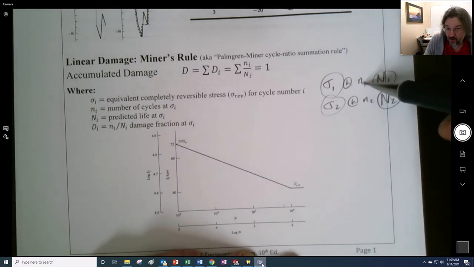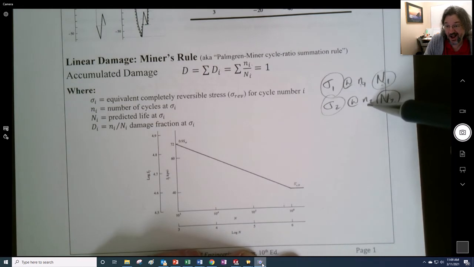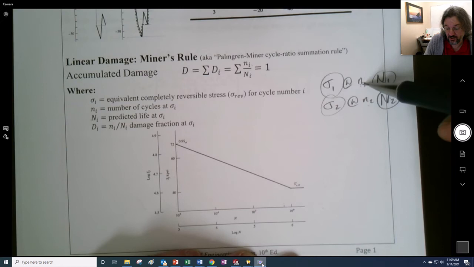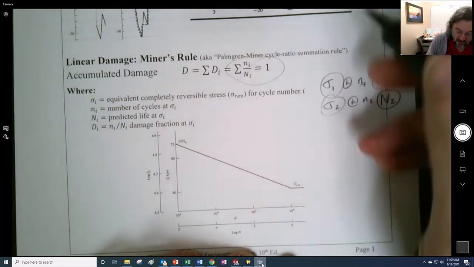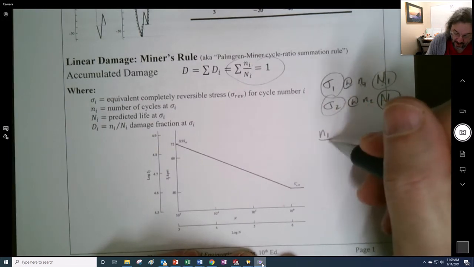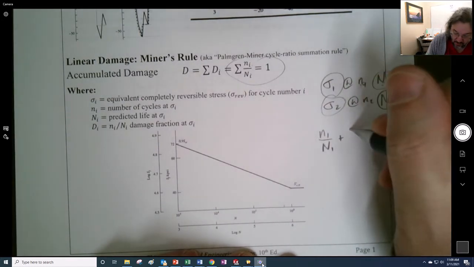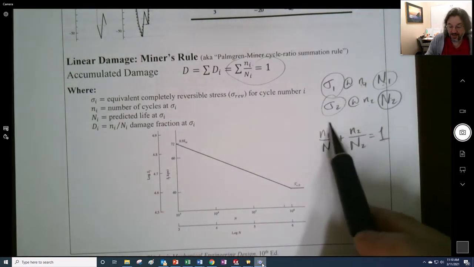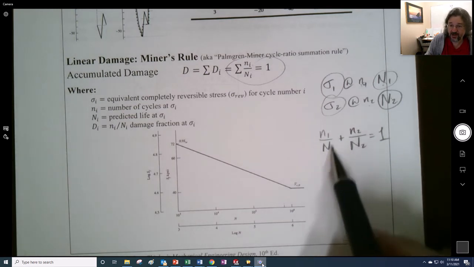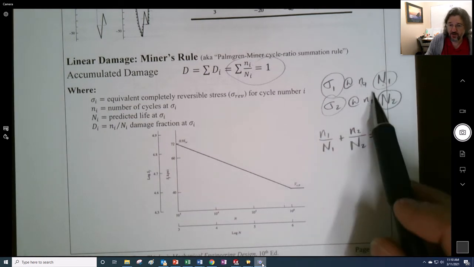But we already used up some of these cycles, so we want to find out how many of these we're going to be able to get after we've accumulated this number of cycles. So this is the idea: the damage fraction is going to equal 1. So n1 over capital N1 plus little n2 over capital N2 is going to equal 1. So this is the damage fraction. It's the fraction that we've used up of the life.